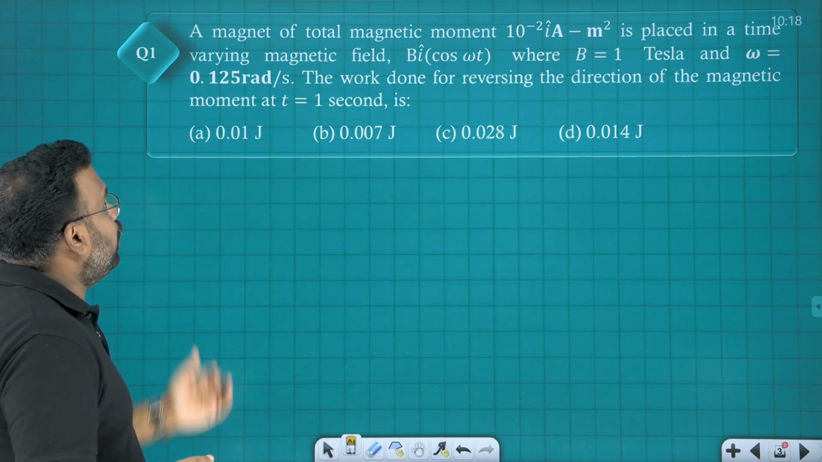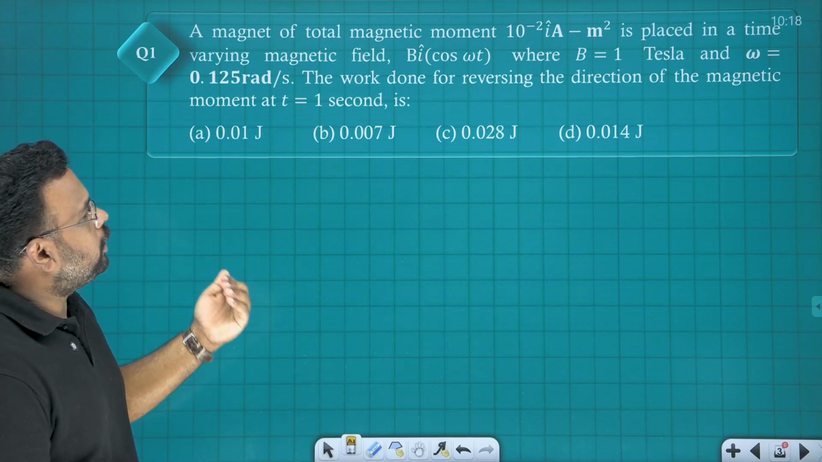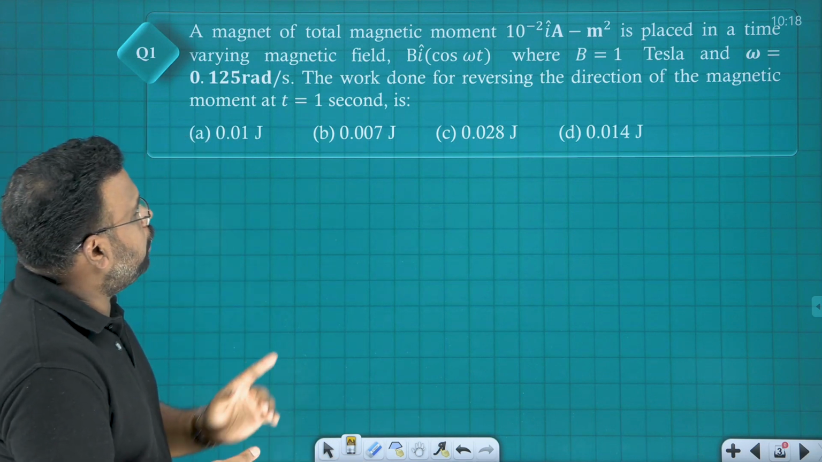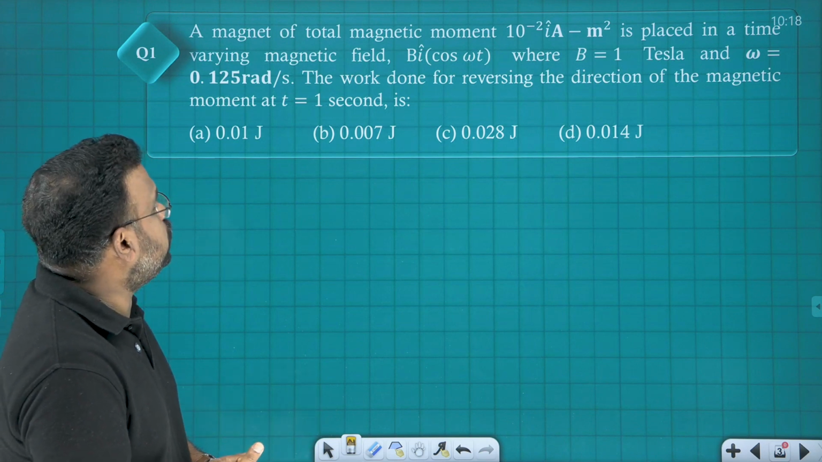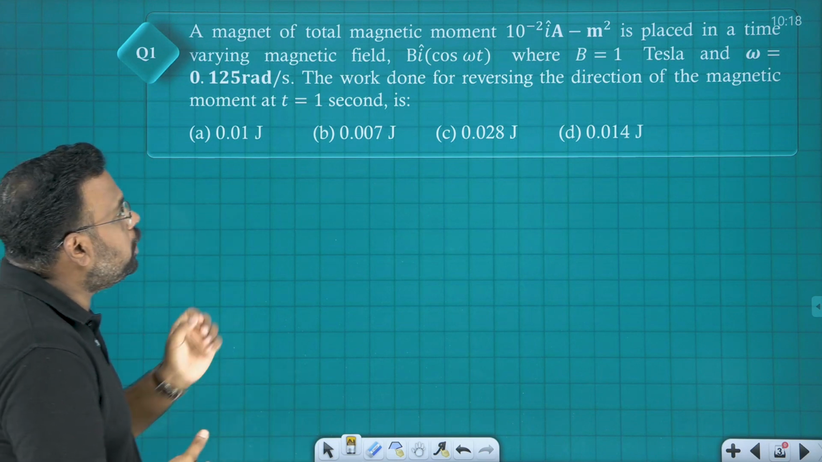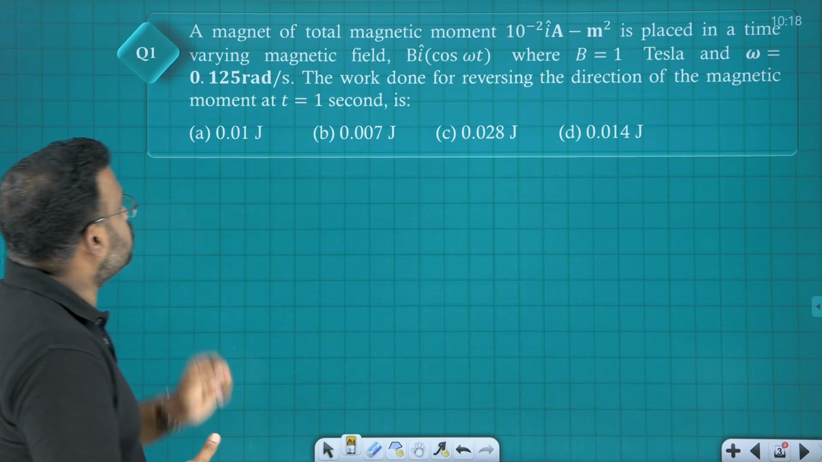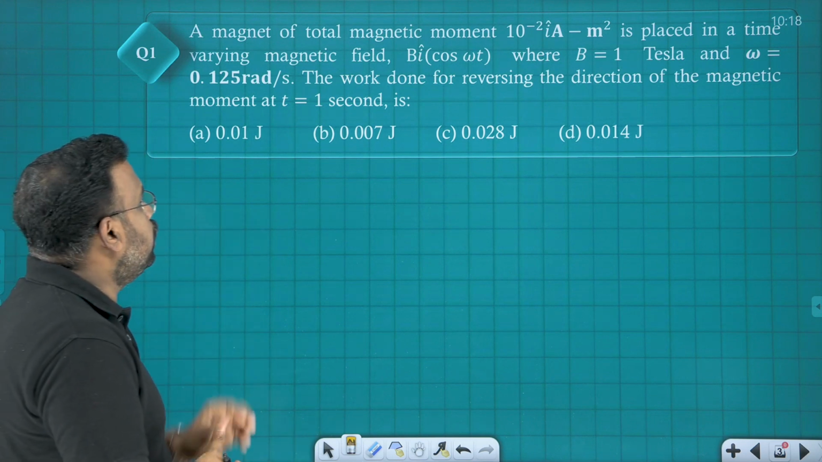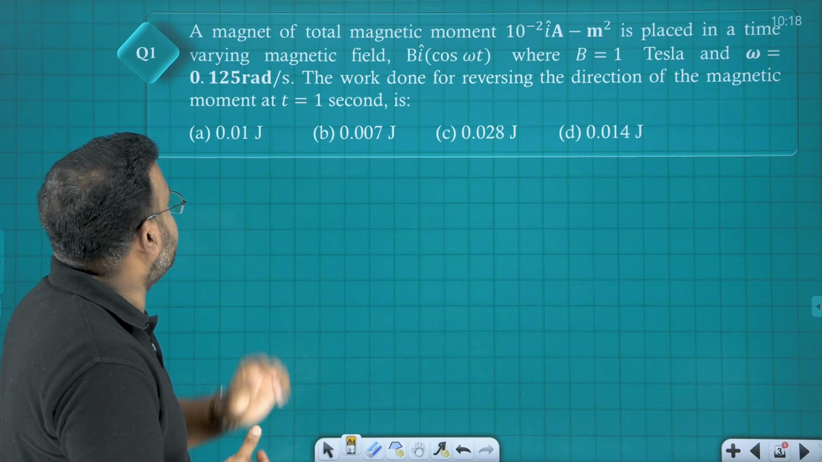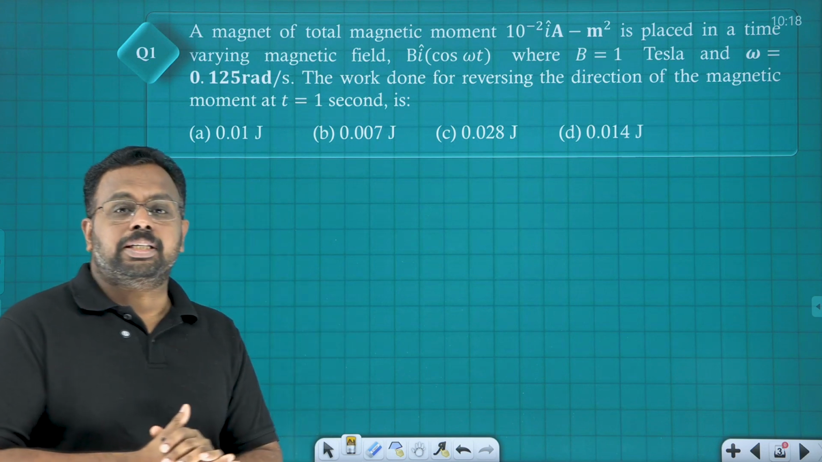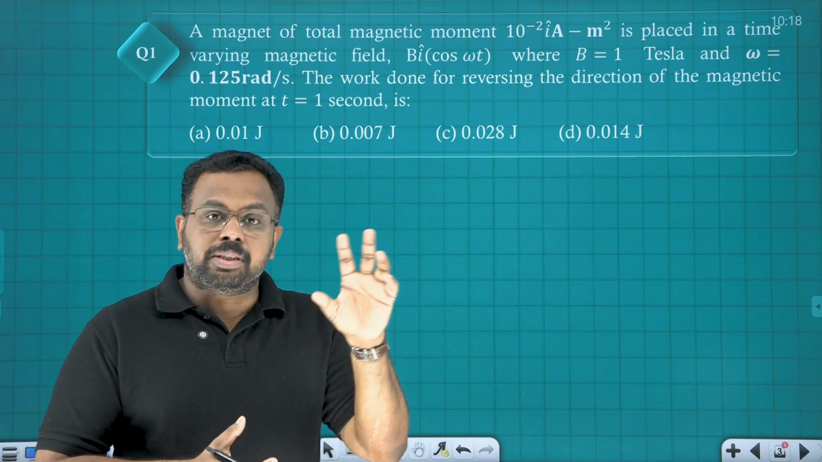Question number 1. A magnet of total magnetic moment 10 power minus 2 I cap ampere meter square is placed in a time varying magnetic field B I cap cos omega t, where B is equal to 1 Tesla and omega is equal to 0.125 radian per second. The work done for reversing the direction of the magnetic moment at t equal to 1 second is work done in reversing a dipole.